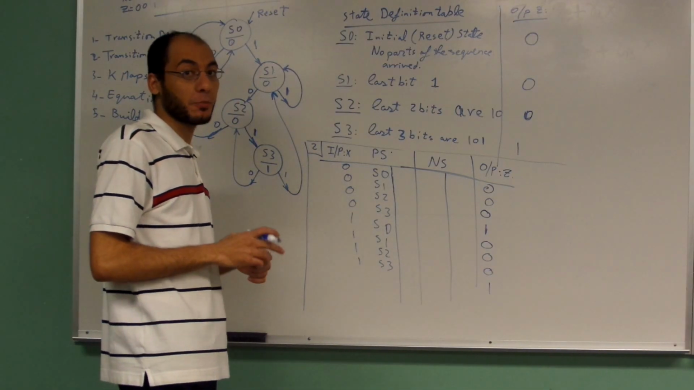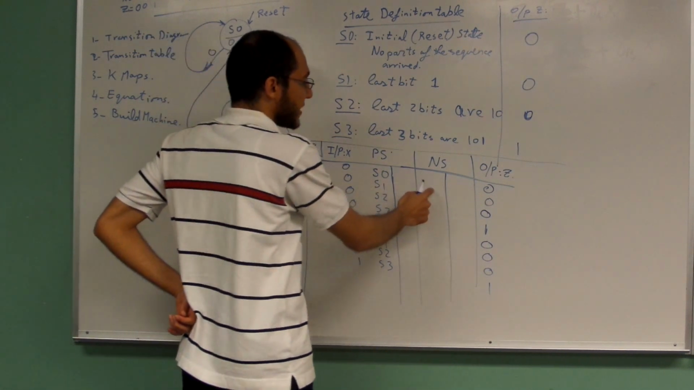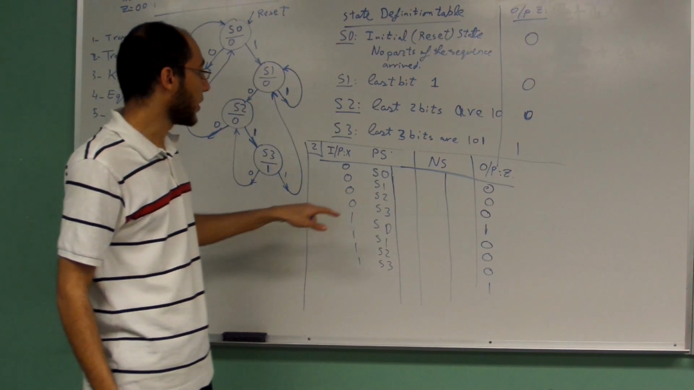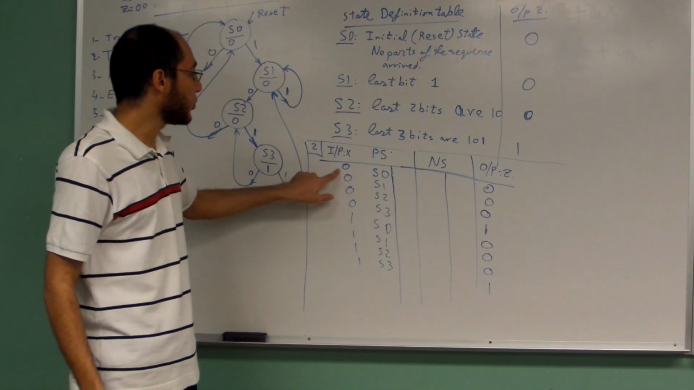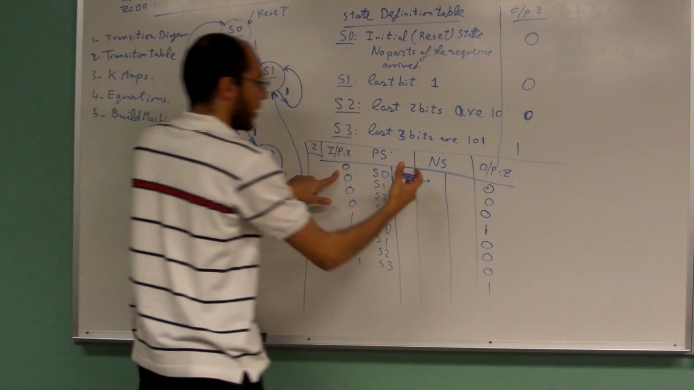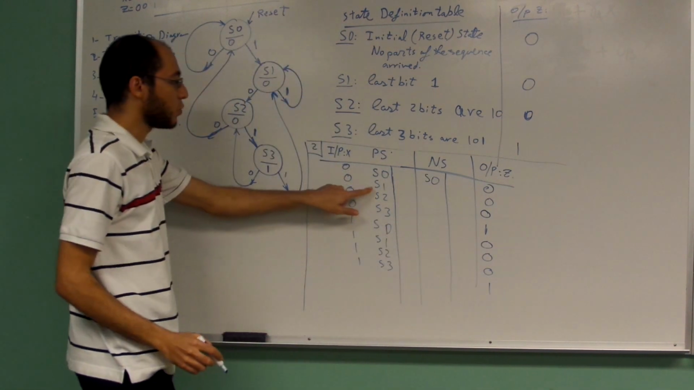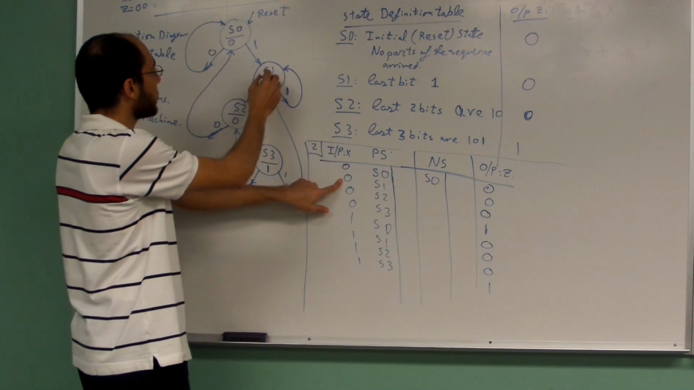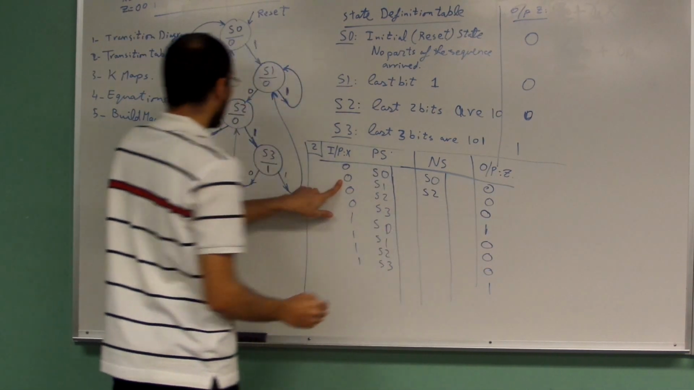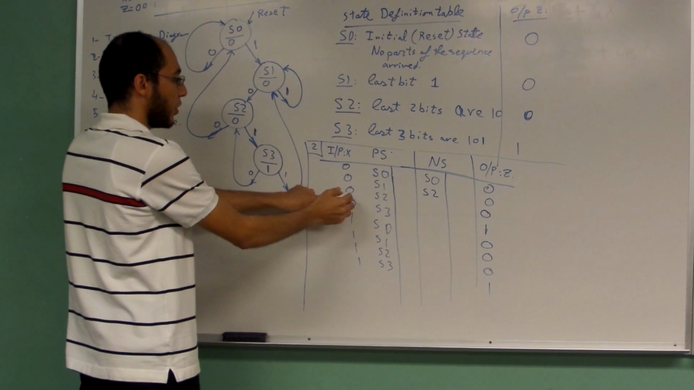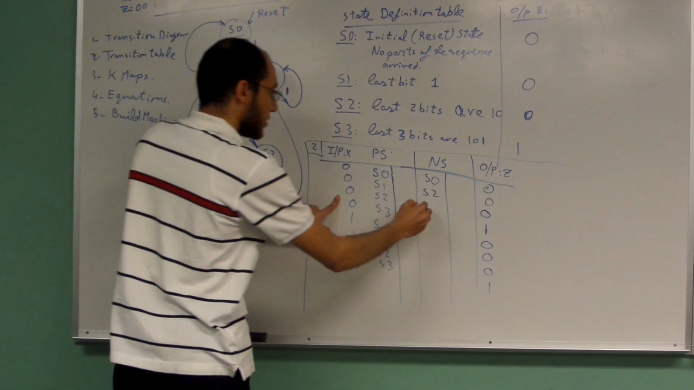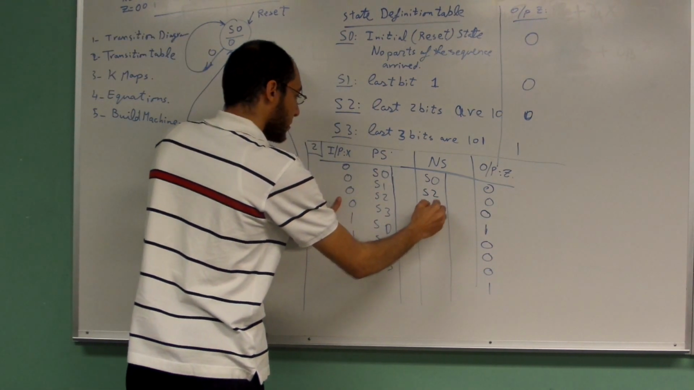Okay, after filling in the output Z, what do we need to fill in? We need to fill in the next state. How shall I fill in the next state? The next state actually comes from the state diagram. So, we have S0 and an input of 0. What's the next state? The next state is S0. S1 and an input of 0, the next state is S2. S2 and an input of 0 goes back to S0. So I write down here S0.